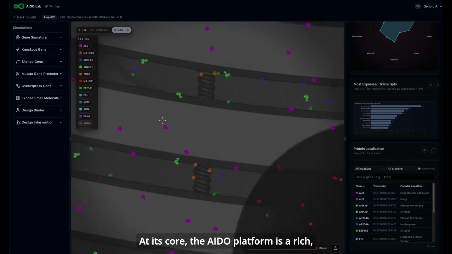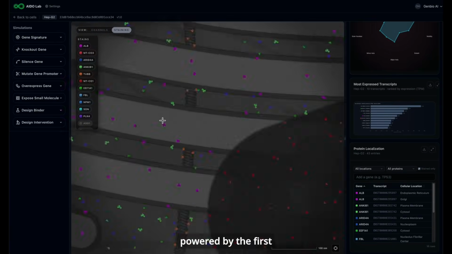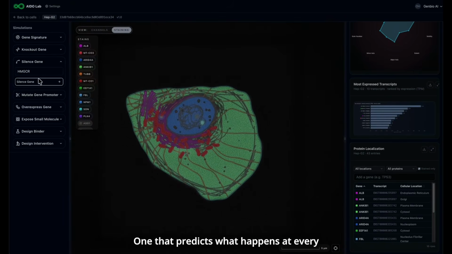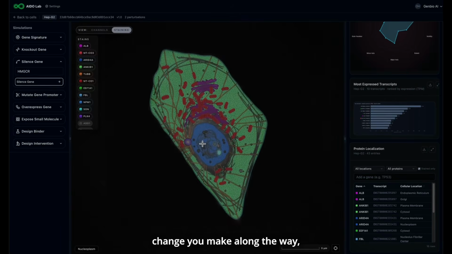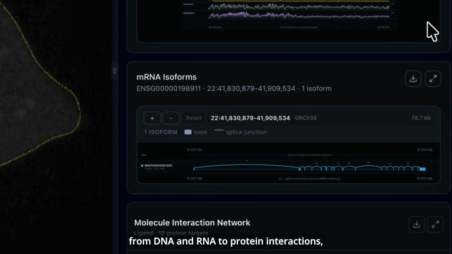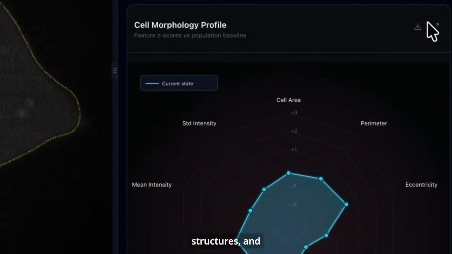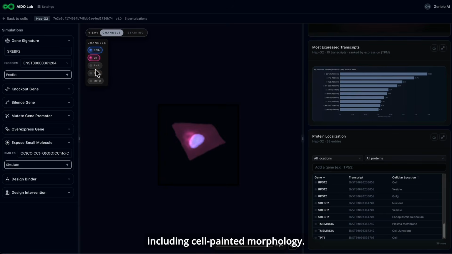At its core, the AIDO platform is a rich, stateful simulation environment powered by the first world model of a human cell, one that predicts what happens at every level and remembers every change you make along the way, from DNA and RNA to protein interactions, structures, and localization to the whole cell, including cell-painted morphology.